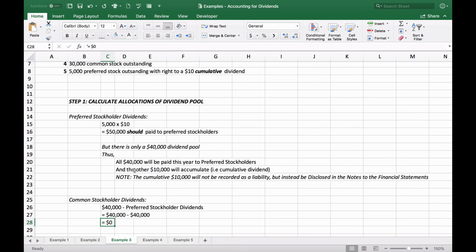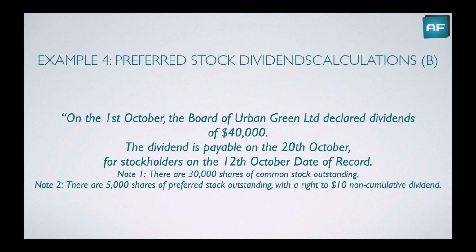Okay, that's that example. Okay, example 4. This is the final one for preference stock dividends. So if you're getting done with this, hang in there a little bit longer. On the 1st of October, declared dividends 40,000. Rather than reading it out, that will do your head in, I'll say what's different. It's exactly the same as the last example, except this time it's a non-cumulative dividend.